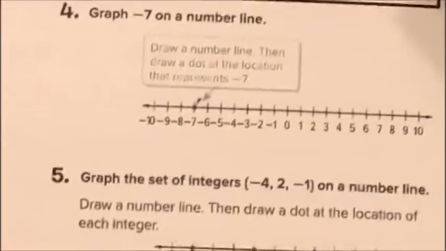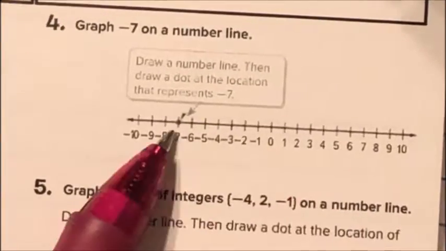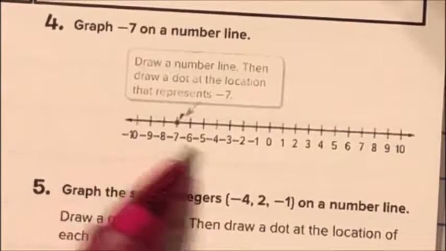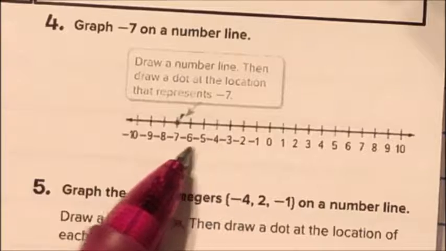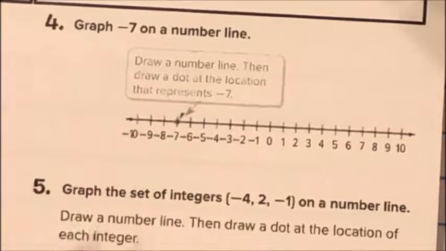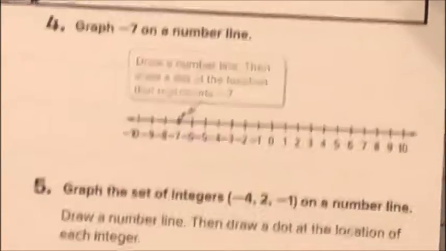Example number 4, I want to graph -7 on a number line. So I draw my number line, okay, and then I draw a point at -7. So notice I have 0 here, then I have -1. As I go towards the left, the numbers get bigger. Okay, so it just means that they're greater negative numbers.